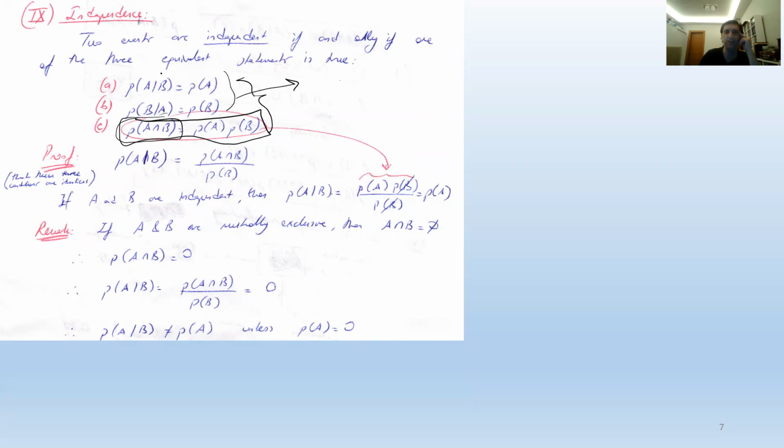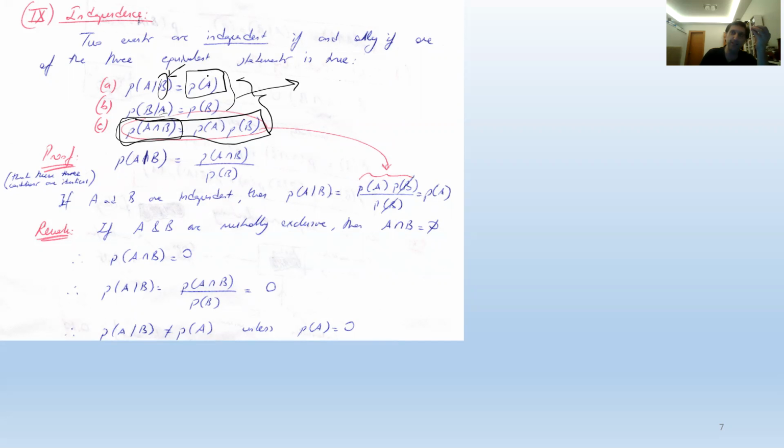Let's try to read this first statement, for instance. It says that the probability of A given the occurrence of B is equal to the probability of A, which means that whether event B has occurred or not, it does not change the probability of A. And this is exactly the definition of independence, two events being independent.